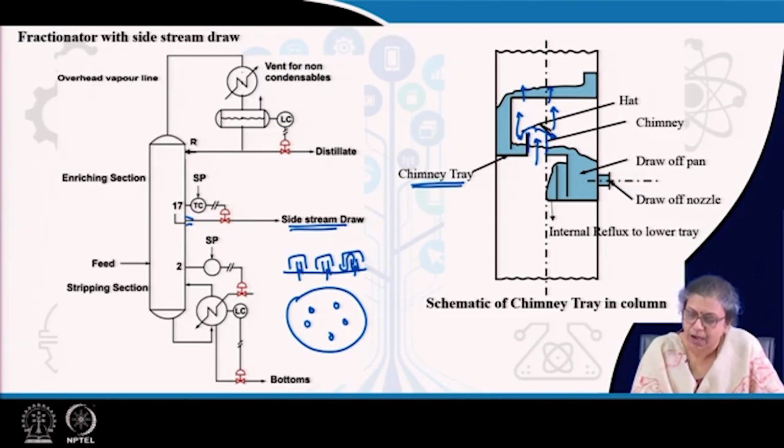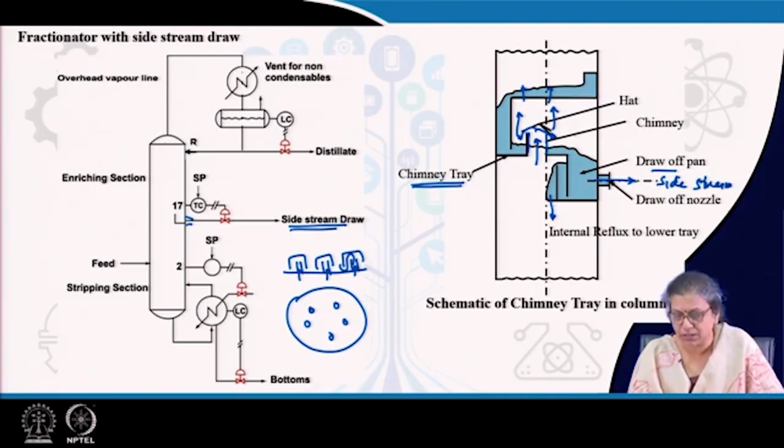The liquid from the upper part of the column enters, flows through the tray, and collects in a draw off pan. In the draw off pan, we have a draw off nozzle from where the side stream is withdrawn, and the remaining amount of the liquid overflows over a weir and comes down into the tray below. It provides the internal reflux to the lower tray, and in this way the distillation or the enrichment occurs below the chimney tray, it occurs above the chimney tray.